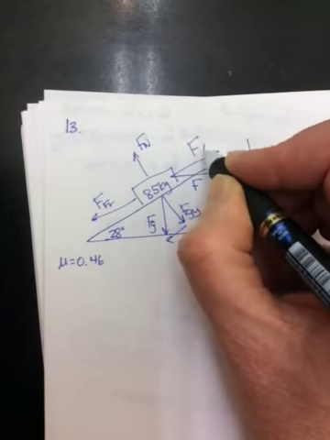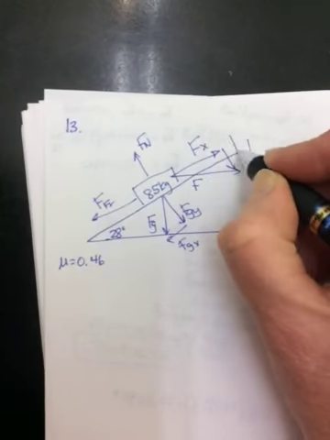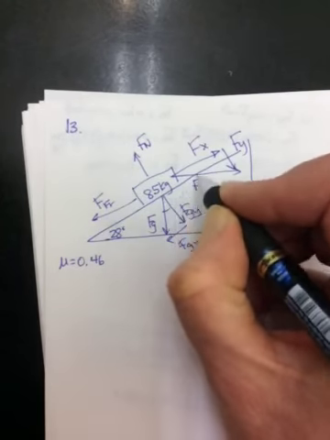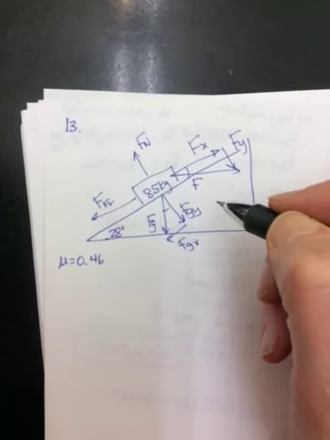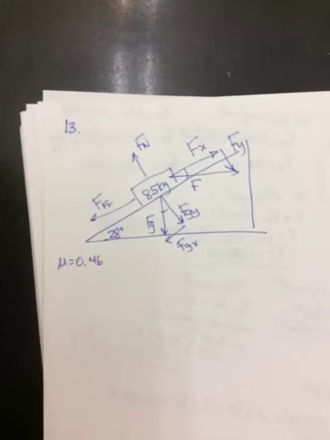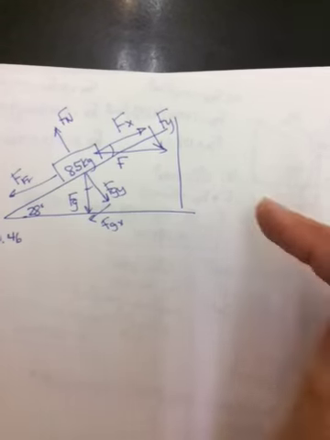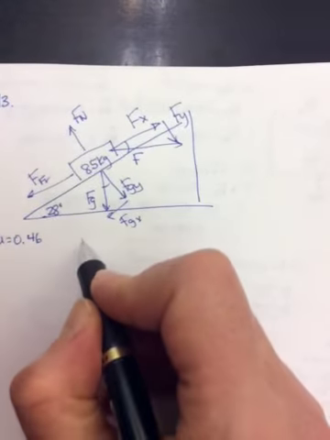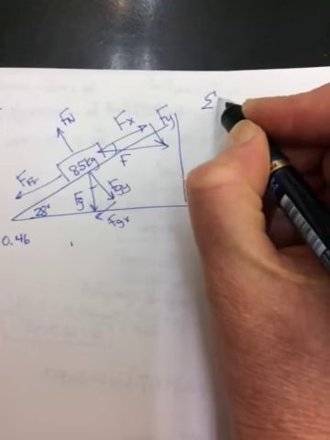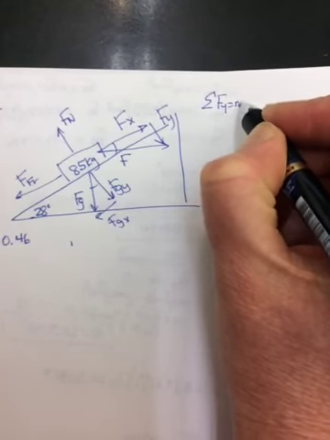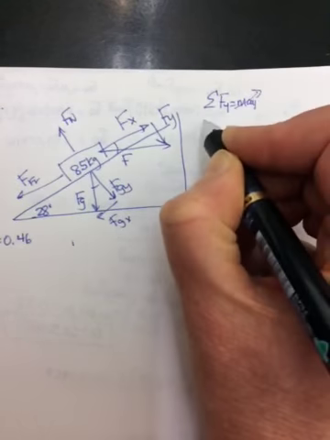This will be your FX. This will be your FY. This angle and this angle will also be 28 degrees. How hard does the worker have to push to start the crate moving up the ramp? So the first step is sum of the forces in the Y direction. And it's not going to be moving in the Y, so that goes to 0.